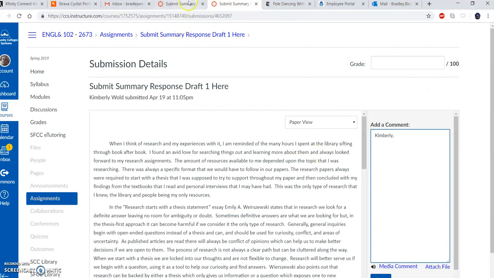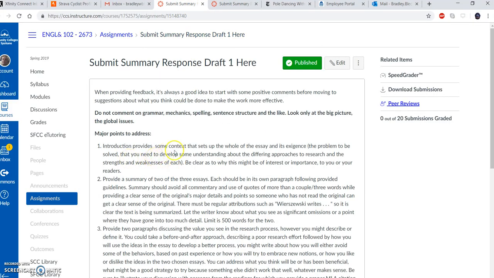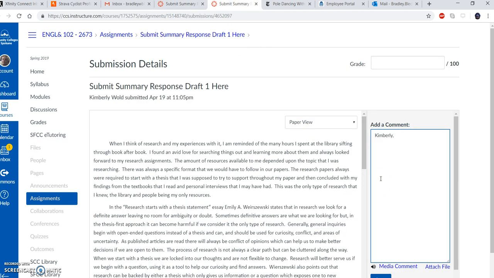So the first thing I want to do is start with the introduction. That should provide some context to set up the whole of the essay, the problem to be solved that you need to develop, an awareness of research and different ways and different reasons and that sort of thing, and why this might be of interest or importance to your reader. So I'm going to read, and I'll tell you I'm doing what is called a think aloud. So I'm talking and writing at the same time to let you into my brain, however dangerous that might be.